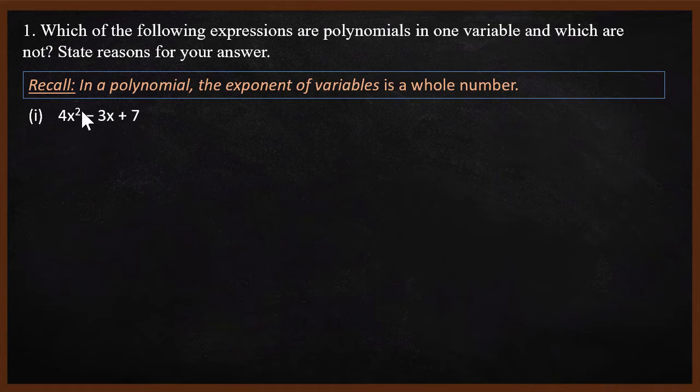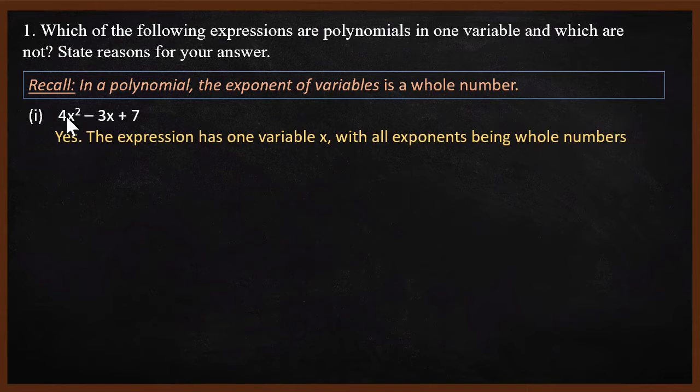The highest exponent is 2. All exponents are whole numbers. So it's 2, 1, and if you think of the constant as x to the power 0 here. All coefficients are constants and the coefficient of x squared is not 0. Hence, it's a polynomial in one variable.